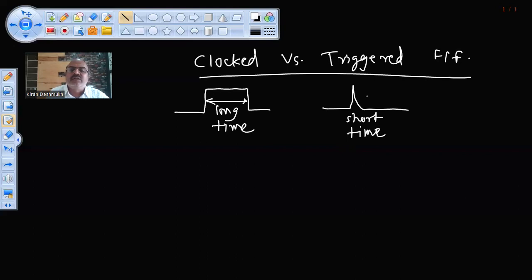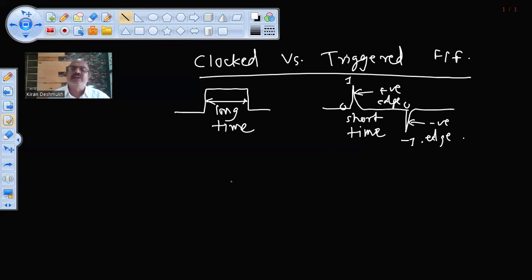Okay. Now, in case of triggered, you have two types of triggers. One is positive edge, and one is called as negative edge. Okay. Positive edge triggered means the input is changing from 0 to 1. And negative edge triggered means the trigger input is changing from 1 to 0. Right. This is called a negative edge.